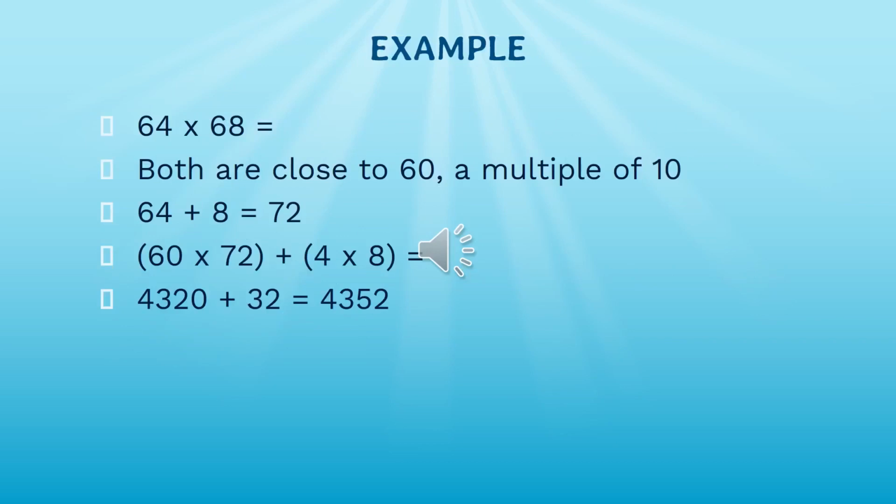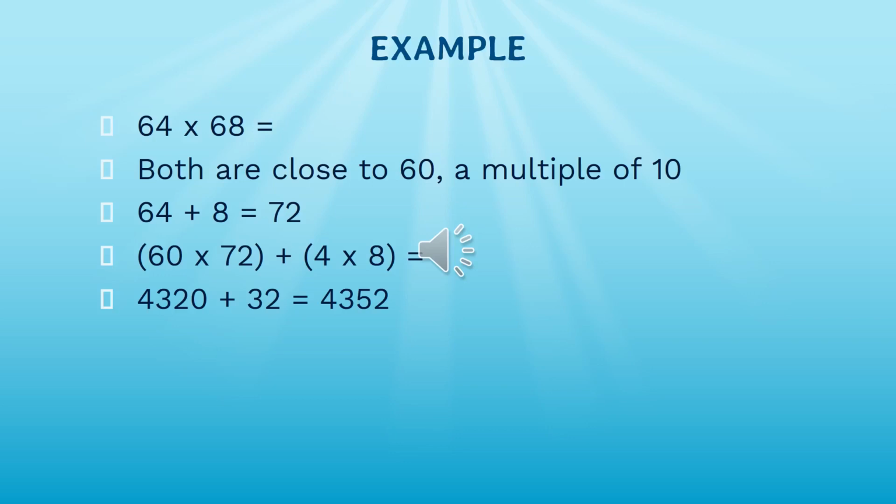For us to understand this technique better, I have here another example. It's 64 times 68. Now these two factors are close to 60, so I decided I will use the 60 here as one of the new factors. Now the other factor would be found by first adding the last digits. That's 4 and 8. 4 plus 8 is 12, and adding that to 60, that is equal to 72. So the new multiplication sentence would be 60 times 72, and then plus the product of the last digits.